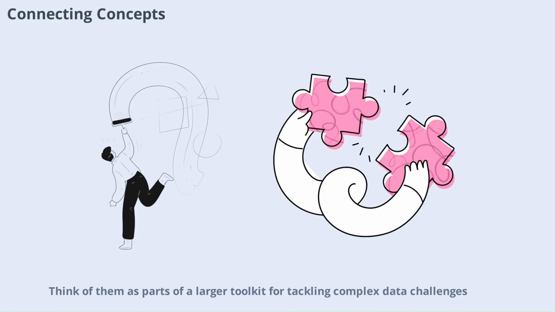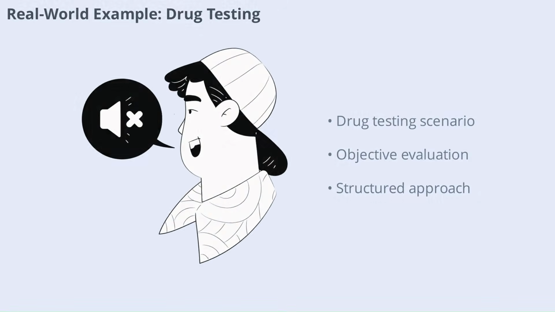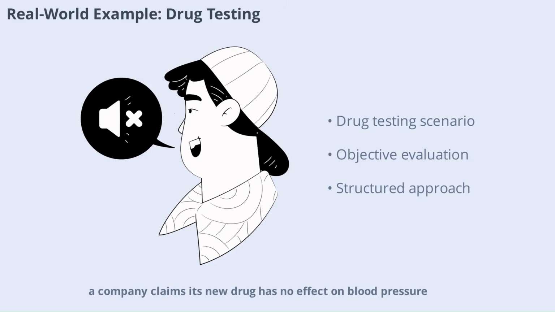Think of them as parts of a larger toolkit for tackling complex data challenges. Let's revisit our earlier example. A company claims its new drug has no effect on blood pressure. By setting up null and alternative hypotheses, collecting sample data, and performing a hypothesis test, we can objectively evaluate the claim. The process involves calculating p-values, considering errors, and interpreting the results in context. This structured approach is widely used in medical research and beyond.